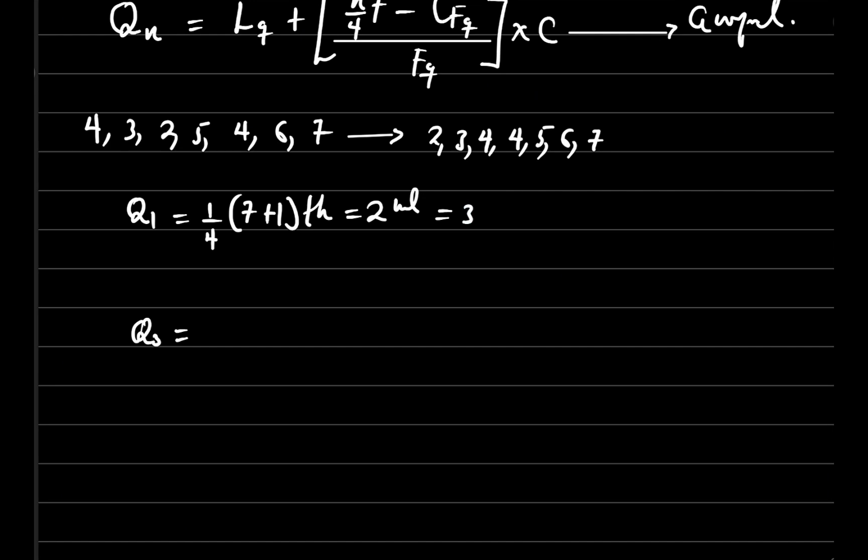And for Q3, we will have 3 over 4 into bracket 7 plus 1 position. What are we supposed to get? Here you get 6, I guess, since 3 over 4 times 8 gives us 6. So the 6th position. Here you have 1, 2, 3, 4, 5, 6. That's the 6th value. You have it here as what?